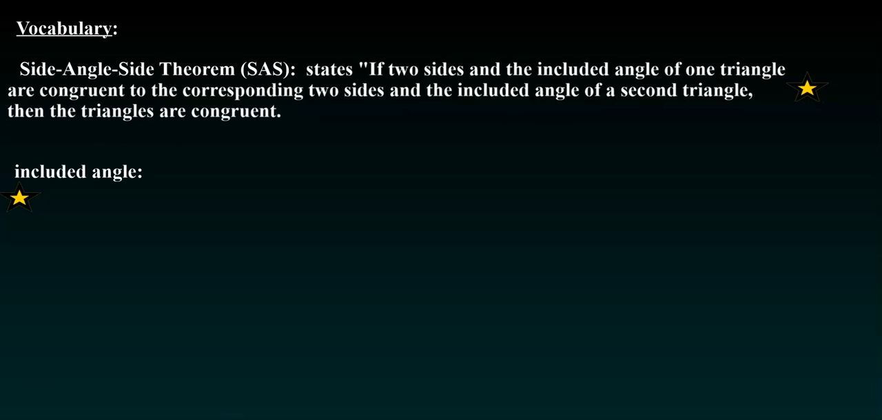It states if two sides and the included angle of one triangle are congruent to the corresponding two sides and the included angle of a second triangle, then the triangles are congruent. Included angle is the angle formed by two sides of a triangle.